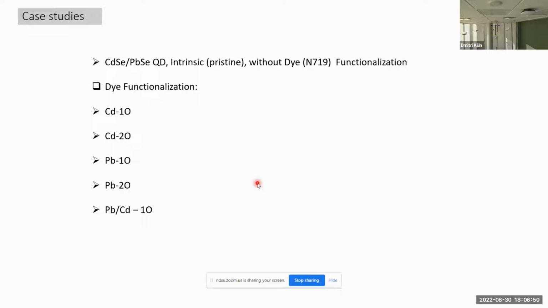My case studies are cadmium selenide and lead selenide quantum dots, intrinsic or pristine without dye attachment, and with dye functionalization. I have 5 models for the dye functionalized dots. One is one oxygen atom of the dye attached to the cadmium surface of the quantum dot. And C2O means 2 oxygen atoms from the dye attaching to the cadmium surface of the quantum dot. And 1 oxygen atom from the dye to the lead surface, and 2 oxygen absorbing close to the surface of the quantum dot on the lead side, which is AB2O. And the Pb-Cd interface, where 1 oxygen atom was absorbed on each side of lead and cadmium.